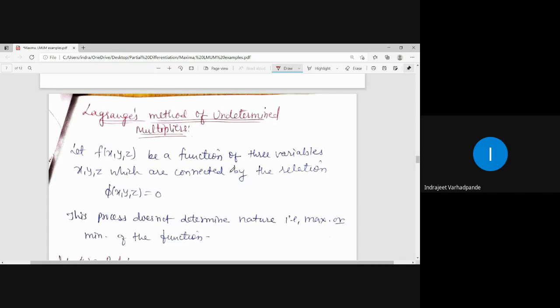But sometimes it is not possible for us to convert the third variable into the remaining two. Then those conditions of maxima and minima are not sufficient to determine. Also, this Lagrange's method of undetermined multipliers will enable us to get the maximum value or the minimum value directly from the given function.